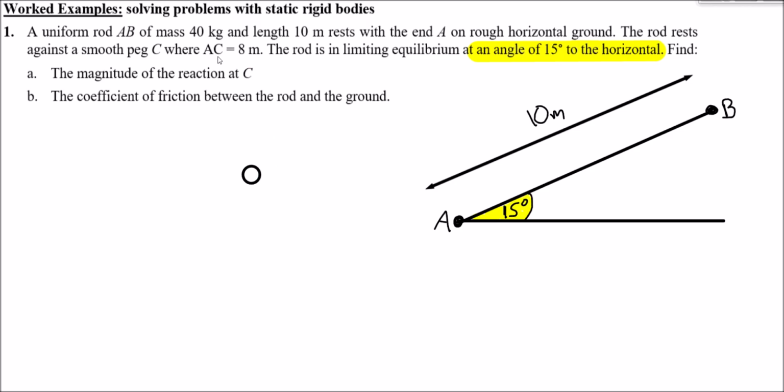So I'm going to call this peg C, and from A to C is 8 meters. So that could be peg C, and that's 8 meters up. In fact, I'll just label this from there to there as 2 meters, which essentially is the same thing. If that's 2, from A to C is 8. It's mentioning the magnitude of the reaction at C. Obviously, there will be a normal reaction from C against this rod, pushing it up like so. So I'll label that R.